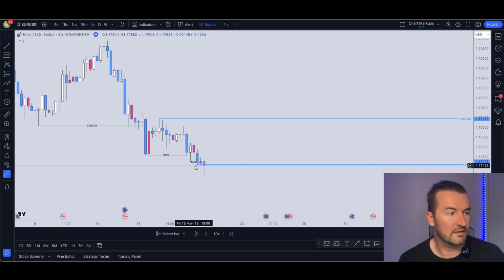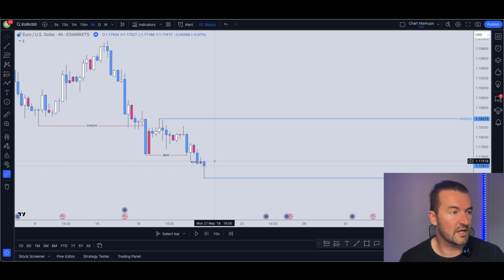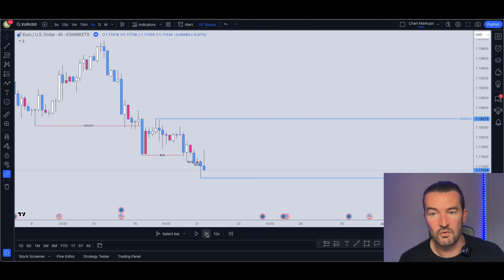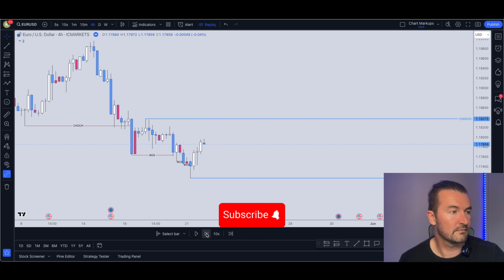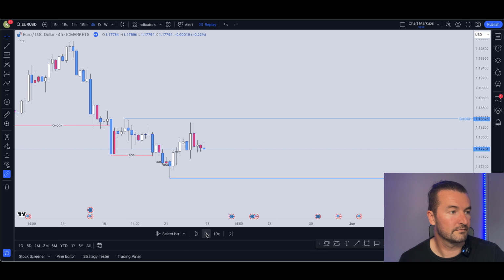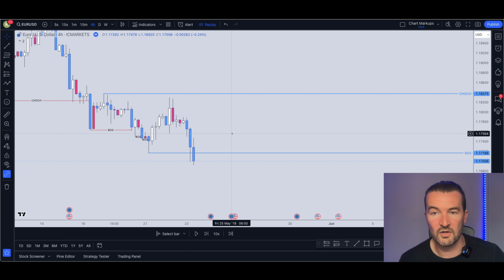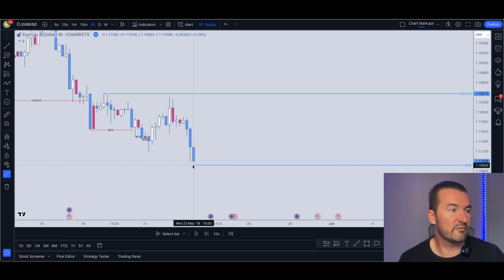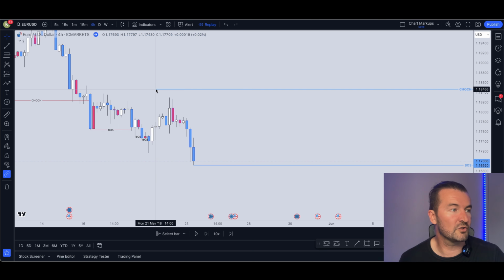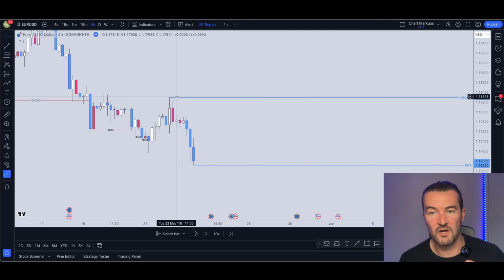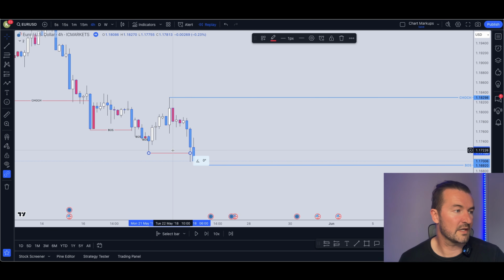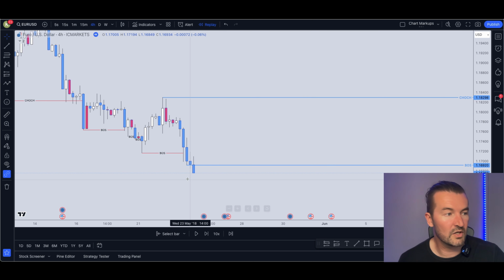Pullback and a break, okay? So again, we do have another BOS. We have that pullback candle, and we have BOS again. So again, we're going to move BOS first, then we'll move ChoCh to where it needs to be, which is the furthest point at a pivot right there. So that's our BOS. And again, we're looking for a pullback candle.